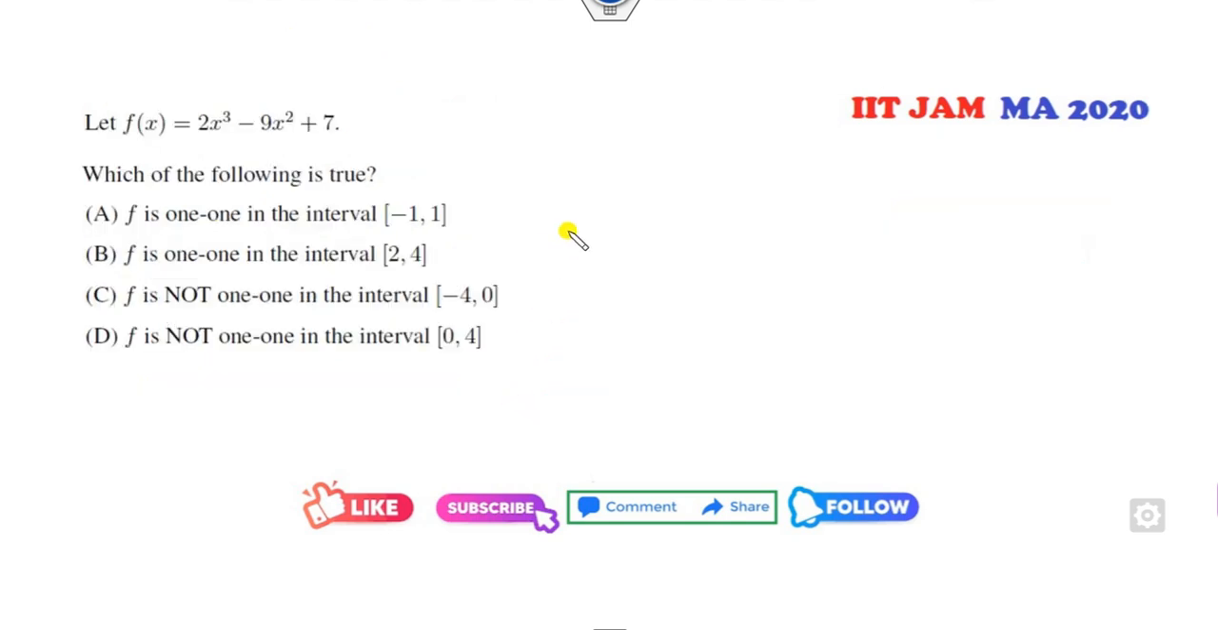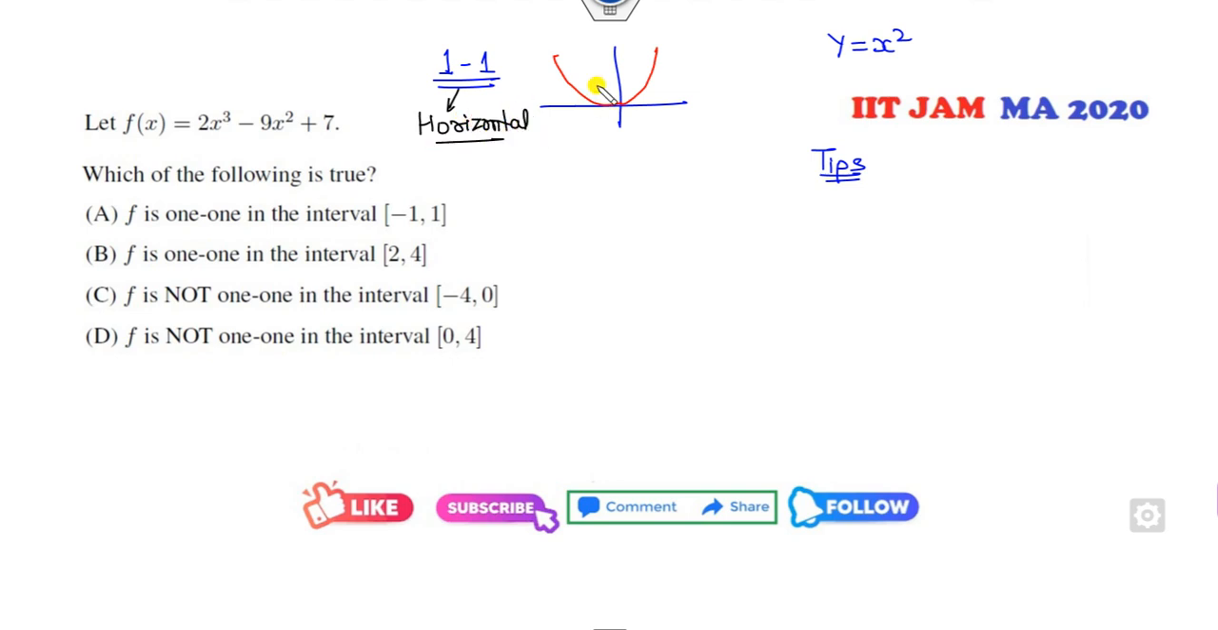Okay, which of the following is true? Okay, there are several tips for you. Firstly, I will tell you how you can check one-one graphically. For example, if you draw the graph of y is equal to x squared, how can you check one-one? You always draw the horizontal line. If it cuts at more than 1 point, then it is not one-one.